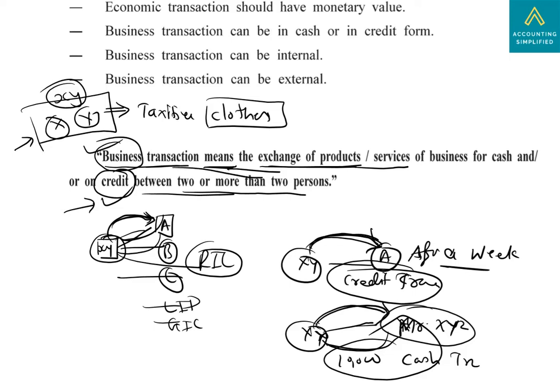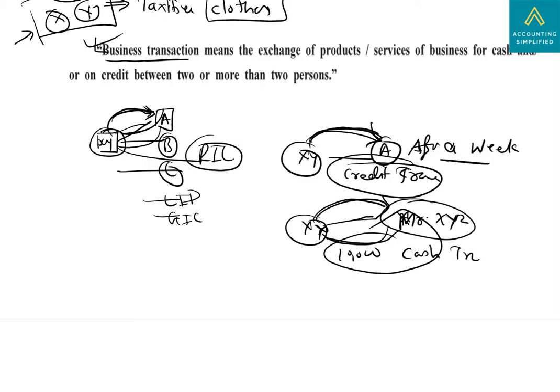So business transaction means exchange of goods, products or services. It may be services, right? For a banking company, it may be services for cash and/or credit. Now let me focus on one thing. See the definition, right? Cash and/or. Either it should be 'and' or it should be 'or'. Why have they written 'and/or' together?